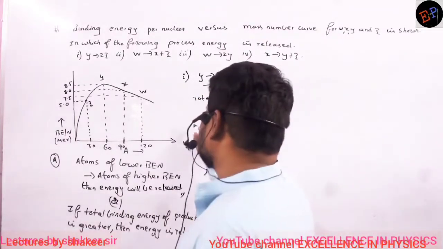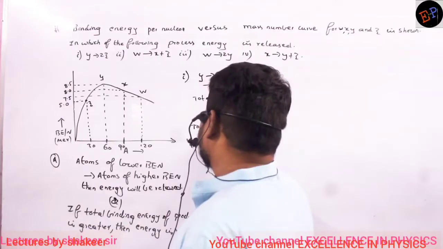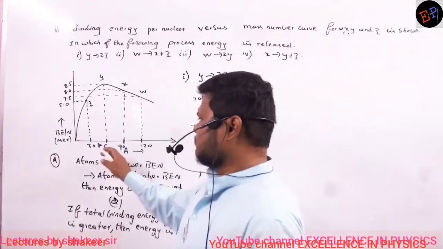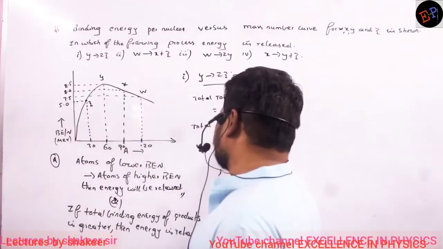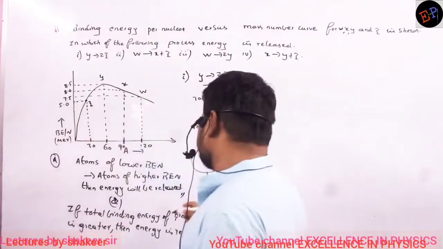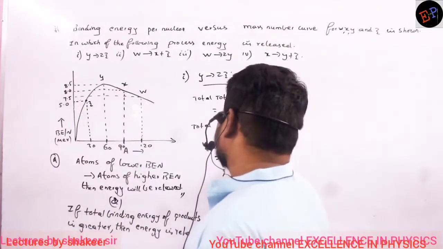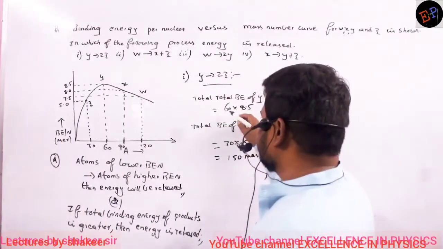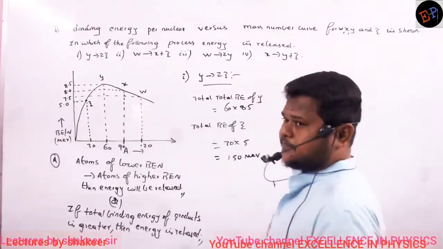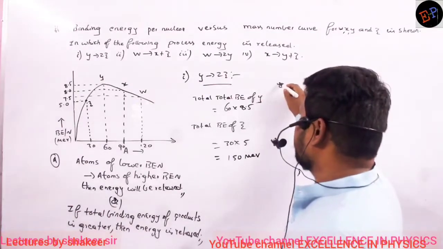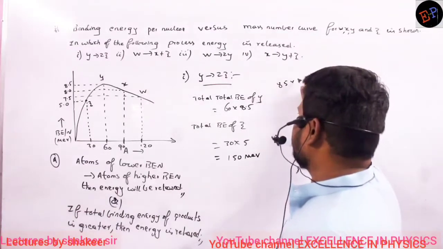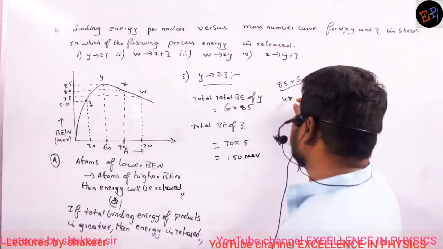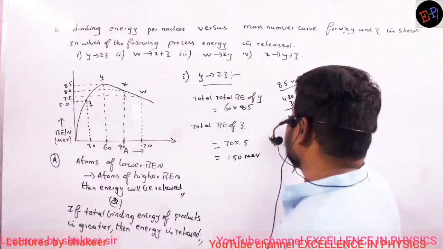Now calculate for Z. Total binding energy of Z. What is the mass number of Z? 30. Clear? And what is the BEN of Z? 5. So 30 into 5 is how much? 150. Are you able to understand? 150 million electron volts. Now compare these two. Is 60 into 8.5 bigger or is 150 bigger? Do the calculation, 8.5 into 60. 8 sixes are 48, 480, 5 sixes are 30. So how much is it?